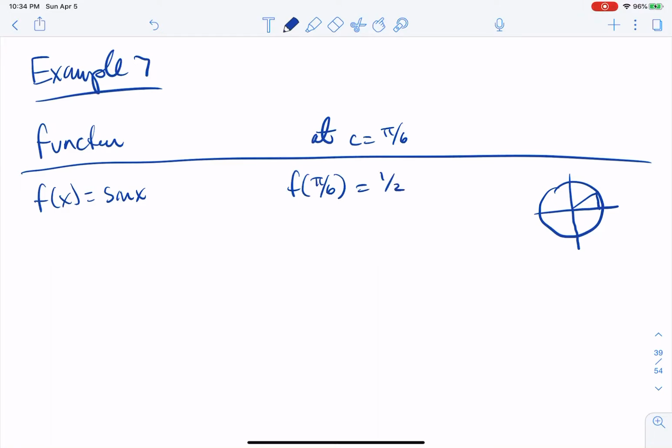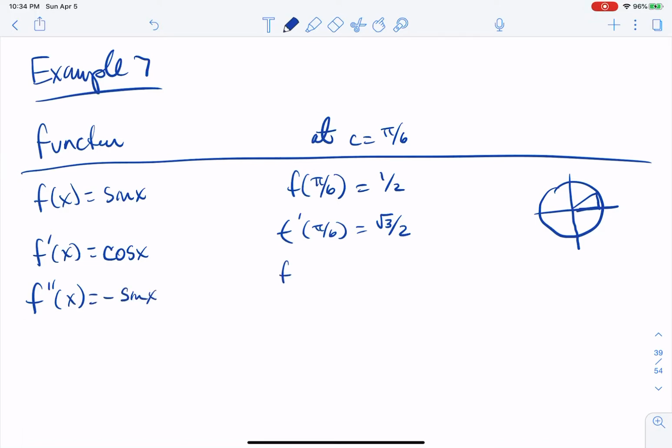It's the short one. And then let's find its first derivative, which would be cosine of x. And the first derivative evaluated at pi over 6, this time it's the longer one down here, which is square root of 3 over 2. A couple more to go. So then our second derivative is going to be negative sine of x. So second derivative evaluated at pi over 6, same thing that we got over here at pi over 6. Sine of pi over 6 was a half, just got to make it negative.